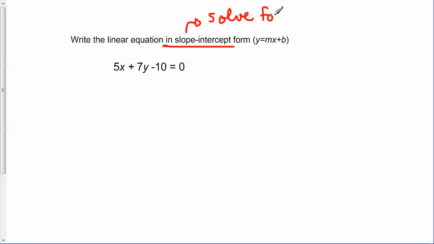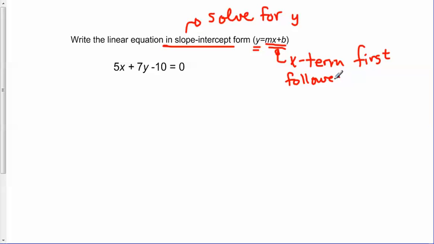We want to get y by itself on one side of the equation because that's our slope-intercept form. Notice the slope-intercept form will always be y equals, and then on the other side, what we'll typically have is an x term, and we'll have the x term first, followed by the constant term. So that's what we're looking for when we're writing something in slope-intercept form.